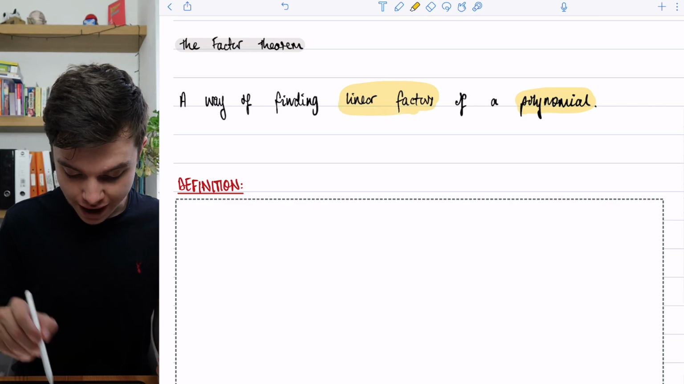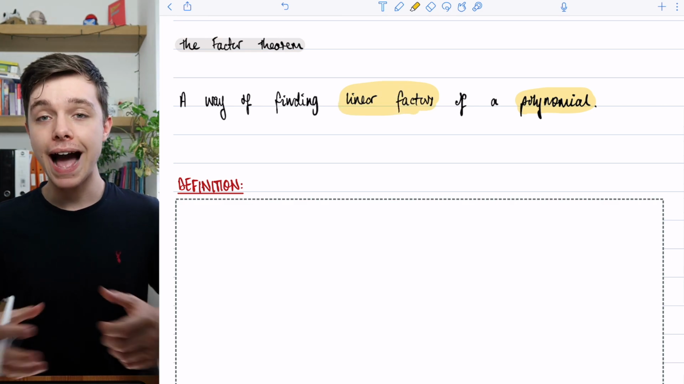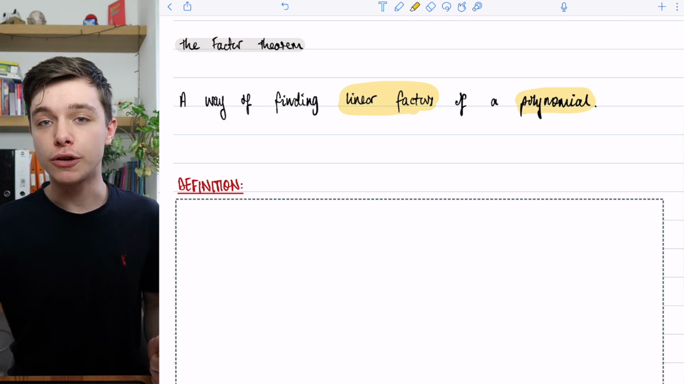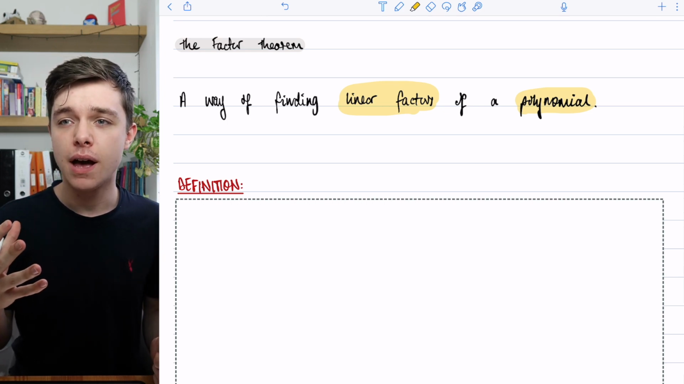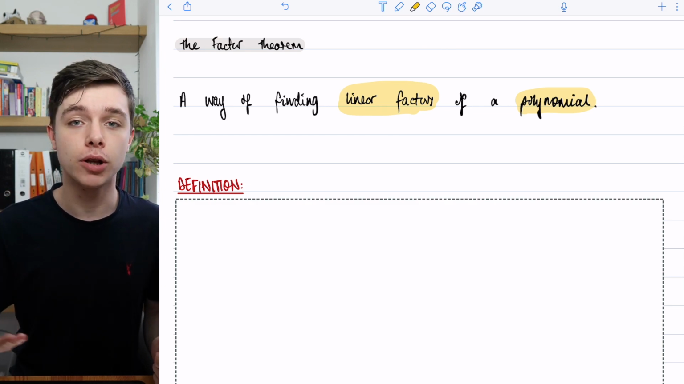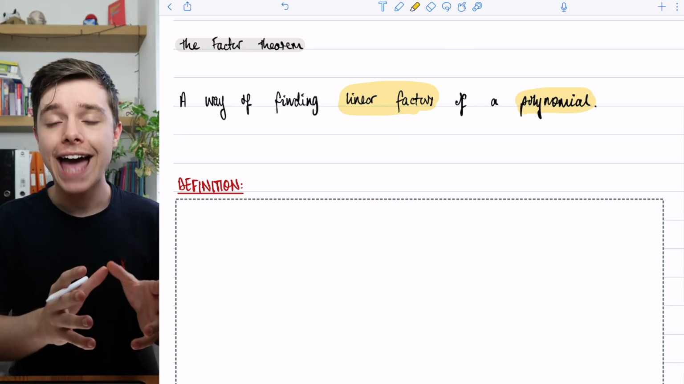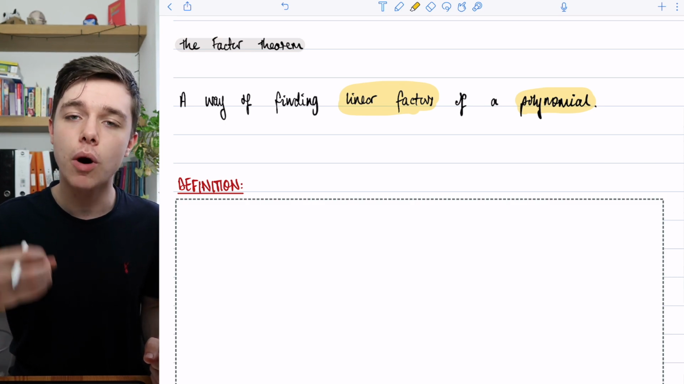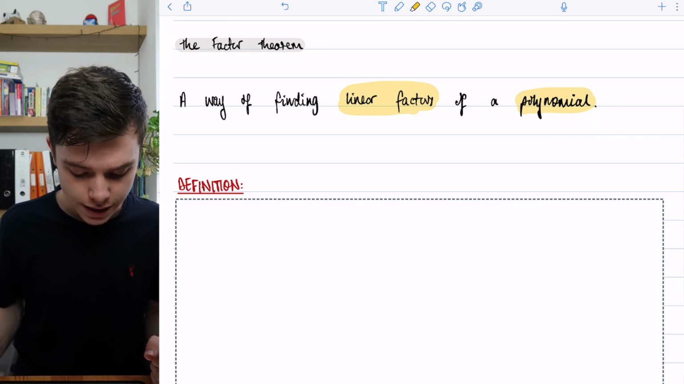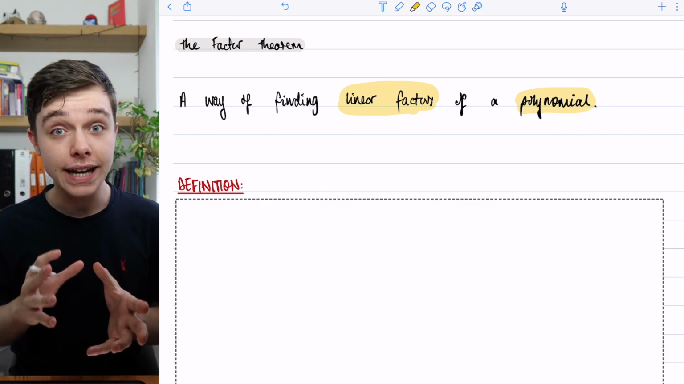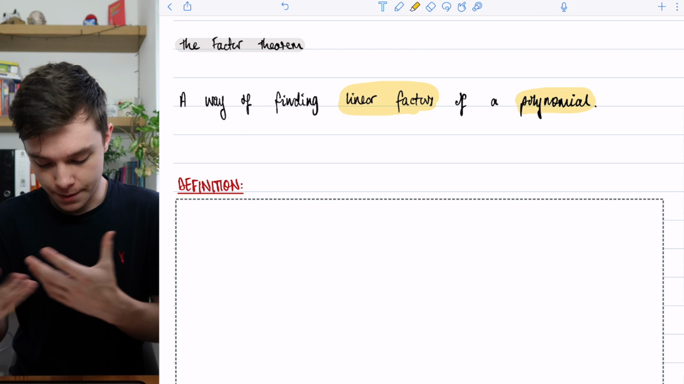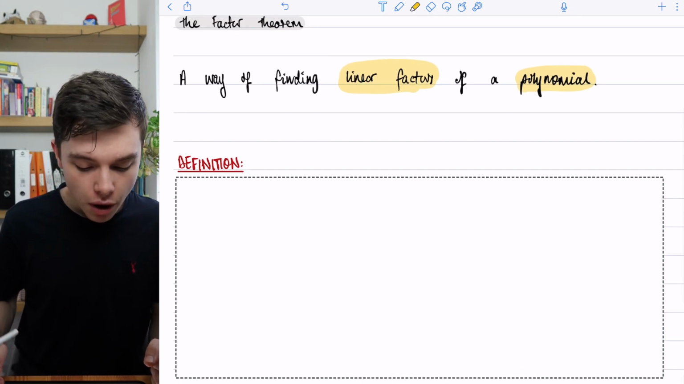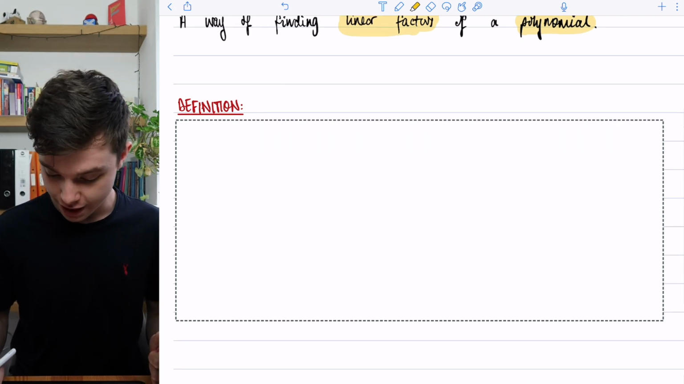Okay, so linear factors, linear being the highest power of an algebraic term is 1. So something like ax plus b, or ax on its own maybe, or just x plus b. Okay, we've just got x and some other constant maybe as well, or some multiple of x. That is what a linear factor is. So it's a way of finding linear factors of maybe a quadratic, if we're taking the polynomial to be quadratic. Okay, so let's have a look at what the definition of the factor theorem is.